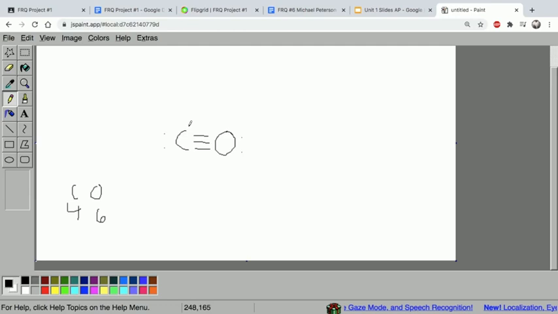So what we do is carbon would have a negative charge and oxygen would have a positive charge, but they would cancel out. So this would be the Lewis structure for carbon monoxide.